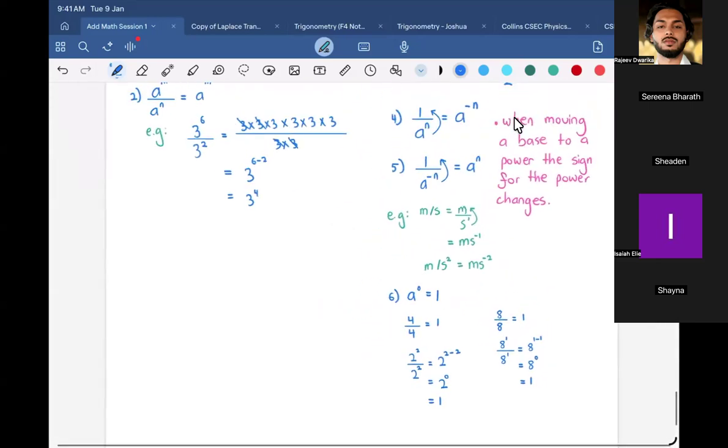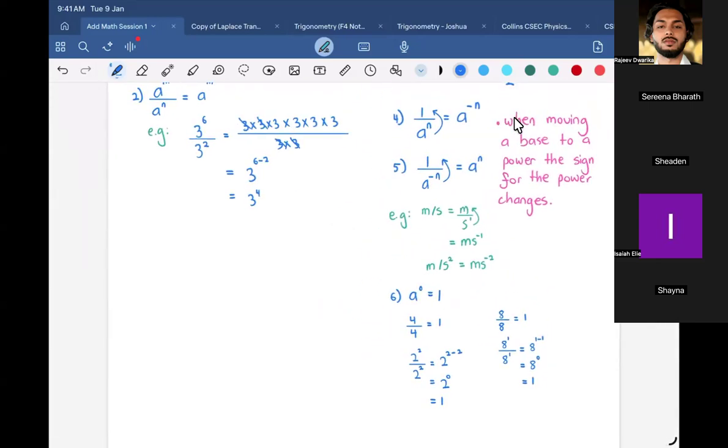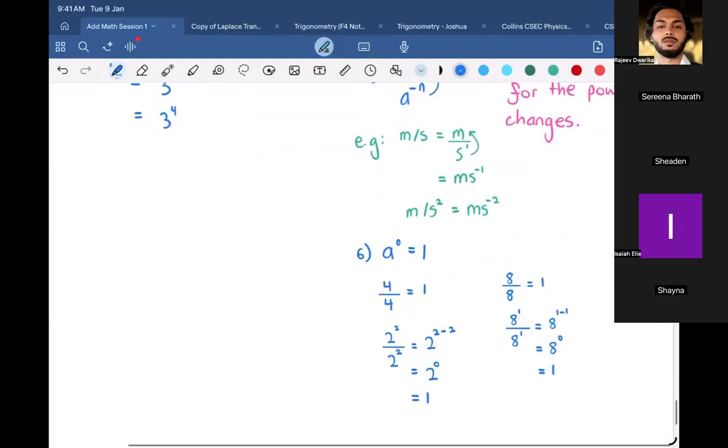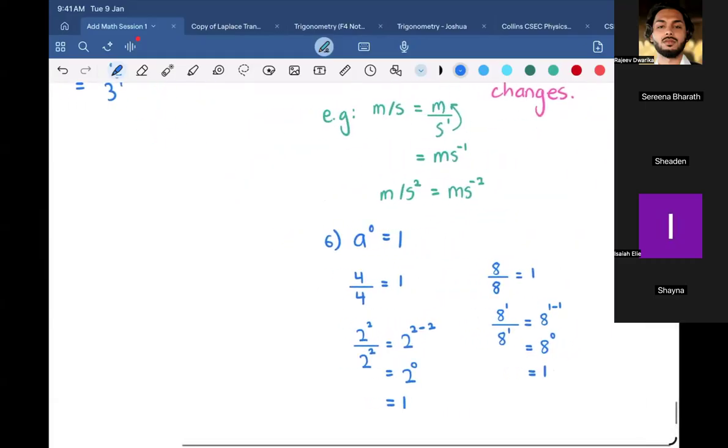Did you all copy down 4 and 5 as well as the example? 4 and 5. Yes, sir. Okay, so then you will just have to copy down 6. Any number to the power 0 is 1.